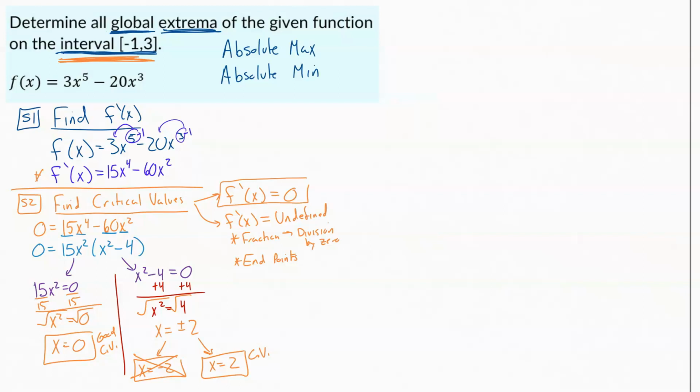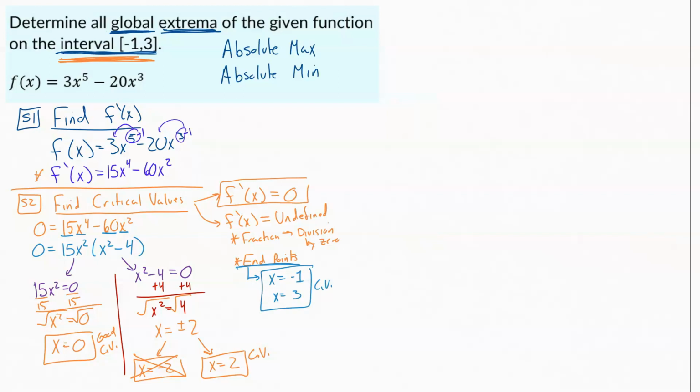The last piece to consider is that undefined situation for critical values. And when we have endpoints, those are going to be critical values for us. We have endpoints here. We've got a closed interval, so we're going to have both of those endpoints, x equals -1 and x equals 3. Those are also going to be critical values for us.